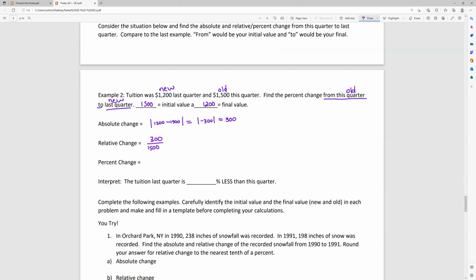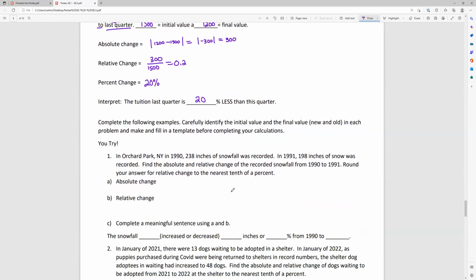So if we do 300 divided by 1,500, you see that that is 0.2, which as a percent change would be 20% if we multiply that by 100. The tuition last quarter is 20% less than this quarter. The reason we use less is because we had that negative inside the absolute value before we took that. That means our value from old to new went down in value. So the newer value is smaller than the older value. So we are less than.